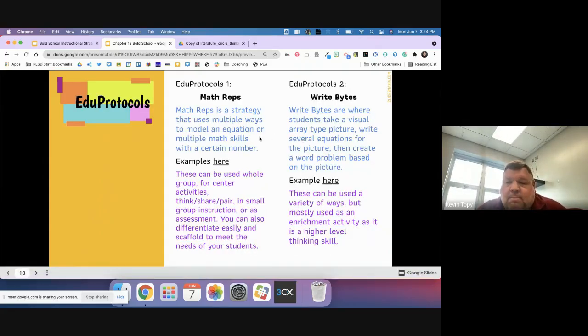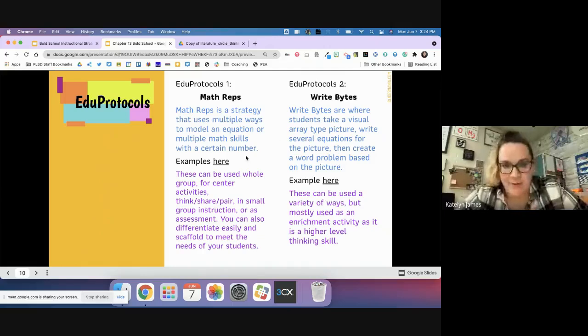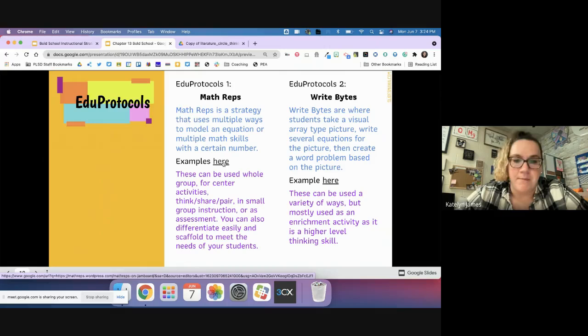Okay. The first EDGE protocol that we had was math reps. It's a strategy that uses multiple ways to model an equation or multiple math skills with a certain number. These can be used whole group, centers, and a station. It can be in small group instruction or as an assessment, so really any of the stations, whatever you implement. It also is easy to differentiate and to scaffold to meet the needs of all of your students.